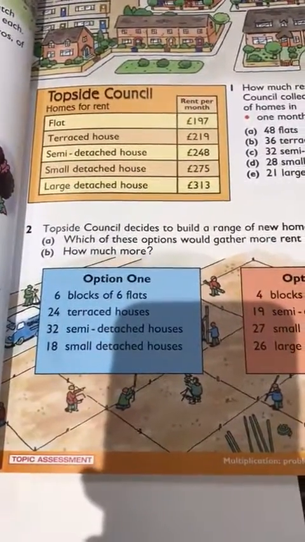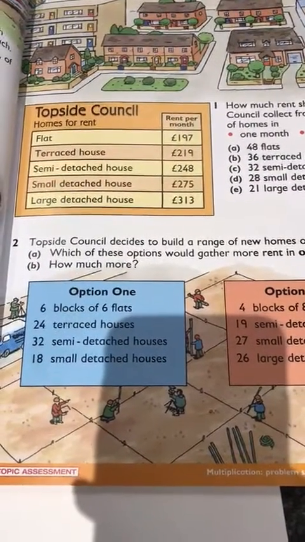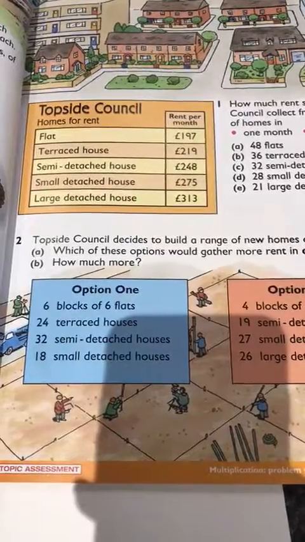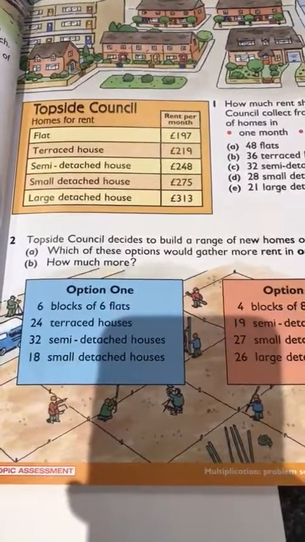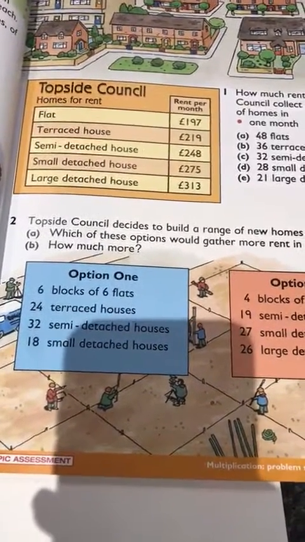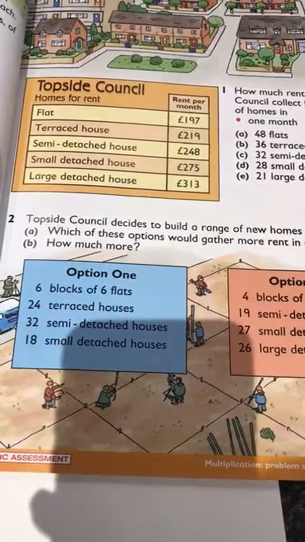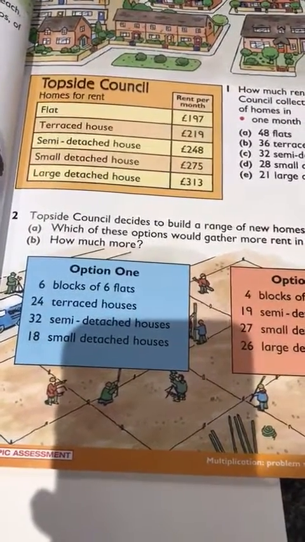So let's read the question first of all so you know what I mean. Topside Council decides to build a range of new homes on some empty land. Which of these options would gather the more rent for 1 year? Okay, so I've done option 1 to show you what to do. You're going to do option 2, and then you're going to decide which one is the best.